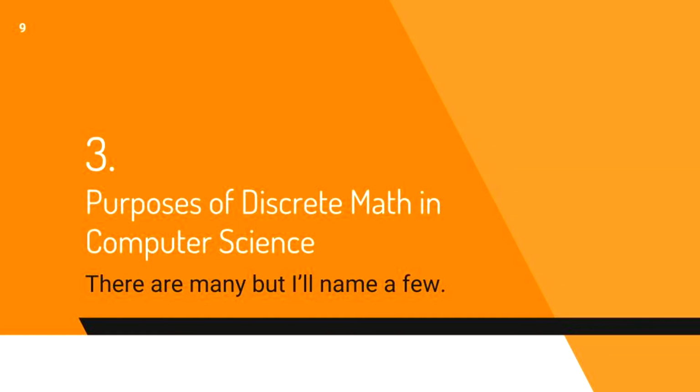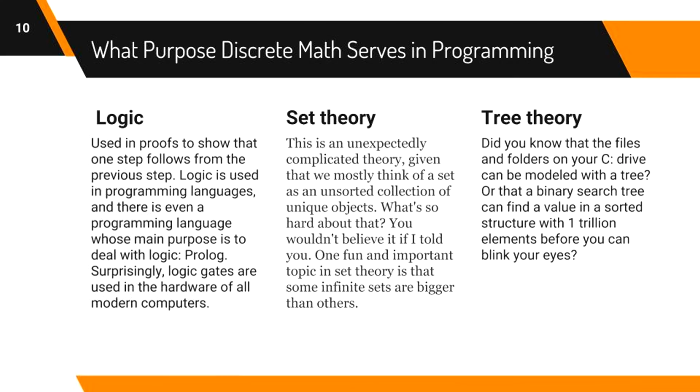So another question you may be asking yourself is, what are the purposes of discrete math and computer science? There are many, but I'll just name a few for now. Three that come to mind when you talk about purposes in discrete math and what they serve in programming. The first is logic. Logic here is used in proof to show that one step follows from the previous step. Logic is used in programming languages, and there's even a programming language whose main purpose is to deal with logic, which is Prolog. Surprisingly, logic gates are used in the hardware of all modern computers.